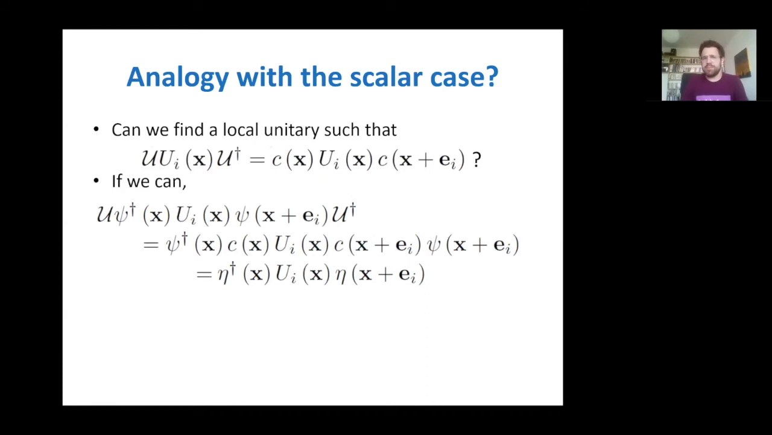Okay, so let's try to find, if we continue this analogy to the scalar case, a local unitary that takes the U on the link and multiplies it with these C operators on both ends of the link. Where is the analogy? In the scalar case, we took the operator U and multiplied it by the phases e to the i theta on both sides. Here the phases are C. Let's try to do it. If there is some unitary U that does it and commutes with the original fermion psi, what we obtain eventually is that psi dagger U psi, what we have in the interaction term, becomes now psi dagger C U C psi.